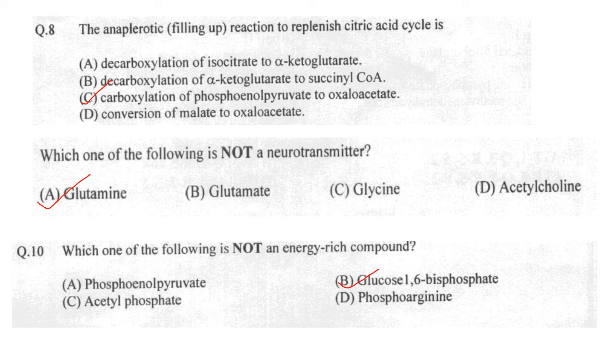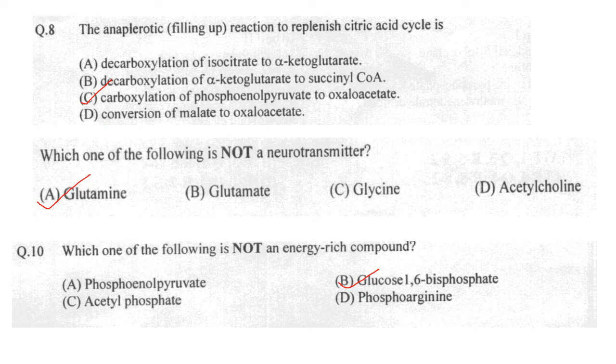Next one. The anaplerotic, that is filling up, reaction to replenish the citric acid cycle is: option A, decarboxylation of isocitrate to alpha ketoglutarate; B, decarboxylation of alpha ketoglutarate to succinyl CoA; C, carboxylation of phosphoenol pyruvate to oxaloacetate; D, conversion of malate to oxaloacetate. These are all direct questions, that's why I am just giving out the answer. Answer is option C, carboxylation of phosphoenol pyruvate to oxaloacetate.